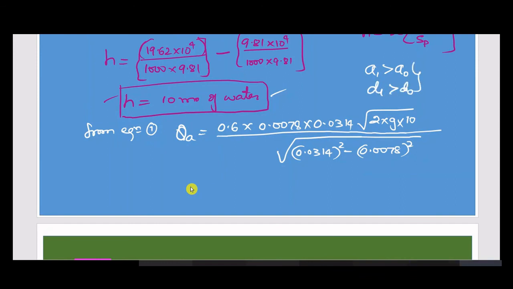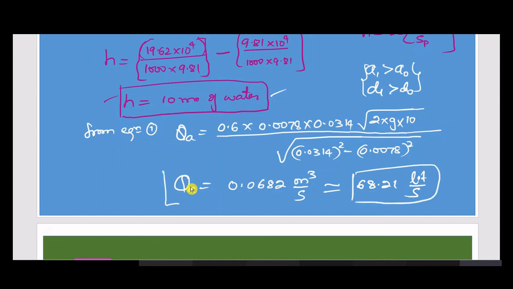This is the formula. Now once you substitute all the values in the calculator, you will get Q actual approximately, how much I got? I will write it here, 0.0682 meter cube per second. He may ask you to put it in terms of liters per second, then multiply by 1000. I will get 68.21 liters per second, which is the value of discharge flowing in the pipe. Up to here is the solution.